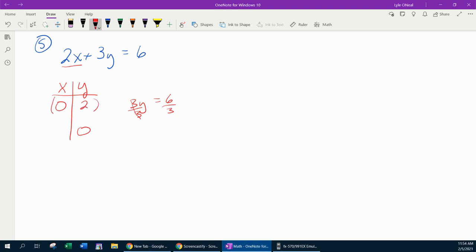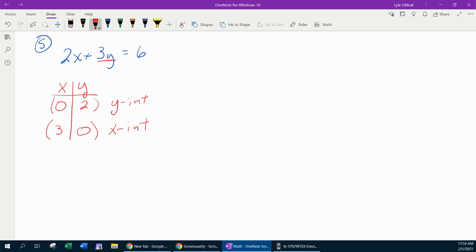Now, the reason this is called the intercepts method is because what we just found is the y-intercept. Anytime x is 0, you've got the y-intercept. And now we're going to let y be 0. So if I let y be 0, the 3y term will go away, again because 0 times anything is 0. That'll leave me 2x equals 6, and I can divide both sides by 2 and get x is 3. And that ordered pair is the x-intercept. Anytime y is 0, you have the x-intercept.